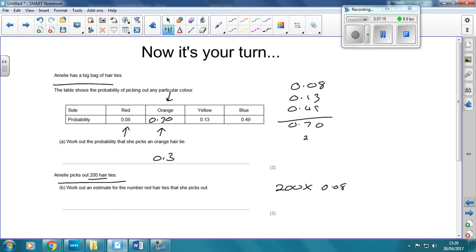So that's going to be 8% of 200. So 10% of 200 equals 20. 1% of 200 would be 2. So 2% would be 4. So 8%, you're going to do 10% take away 2%, leaving you with 16. So the answer for this one is 16.